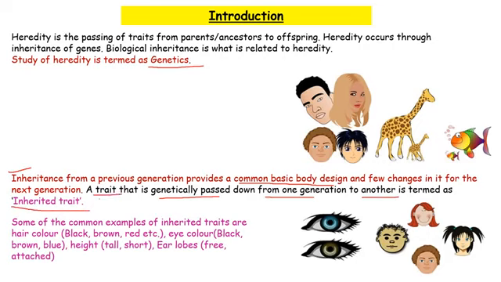Now what are these traits? These traits are blue eyes, gray eyes or brown eyes, curly hair, straight hair, right? So these are the different types of traits. Here we can see different examples of traits: black, brown and red. What are these? They are hair colors. So hair color is a characteristic, and black, brown and red are the different traits. Eye color is a characteristic, and black, brown and blue are the traits of eye color. Height is a characteristic and the trait is tall and short. Earlobe is a characteristic and the trait is free or attached.